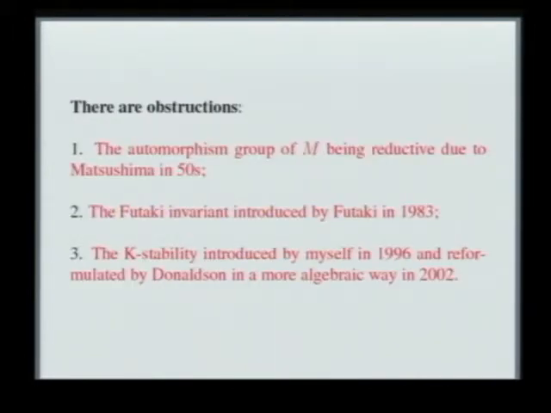So there are obstructions. There is an obstruction to existence of Kähler-Einstein metrics on a Fano manifold. One obstruction was found in the 50s, in '57. Matsushima proved if M admits a Kähler-Einstein metric, then the automorphism group has to be reductive, and you can find examples on which the automorphism group is not reductive. A better one was found by Futaki in '83, called the Futaki invariant, which I will say a little bit more about later. And then K-stability was introduced by myself in 1996 and reformulated by Donaldson in a more algebraic way.